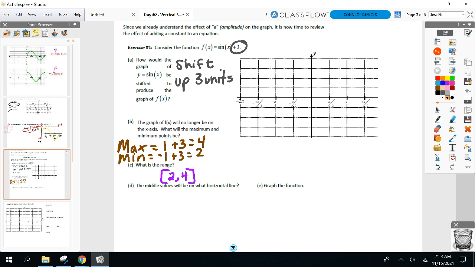Well, it's not x's and y. That's not how that works. These aren't x's and y's. This is a range. So on the y-axis, it goes from 2 to 4. That's what it's saying. It's not x and y coordinates.